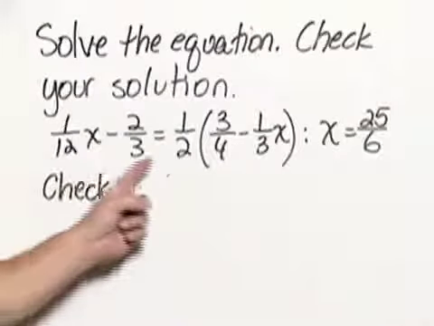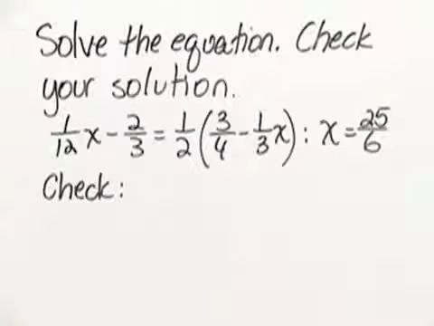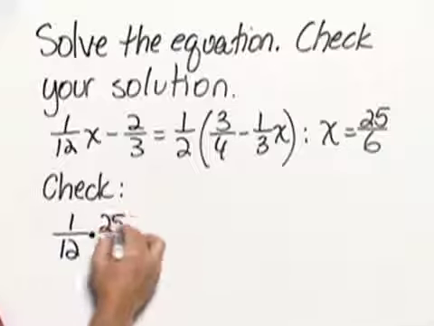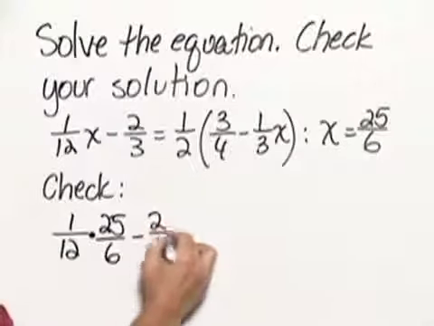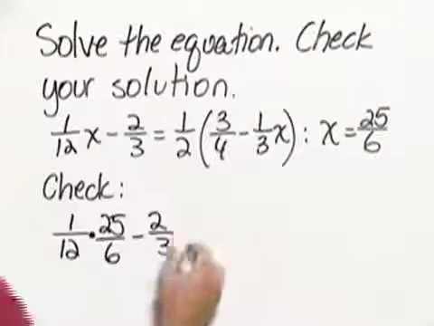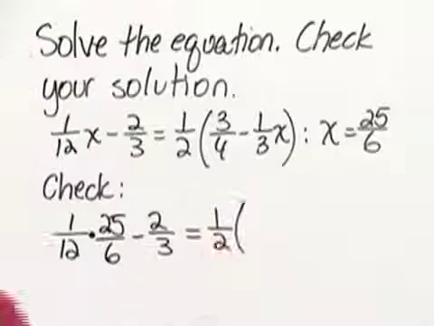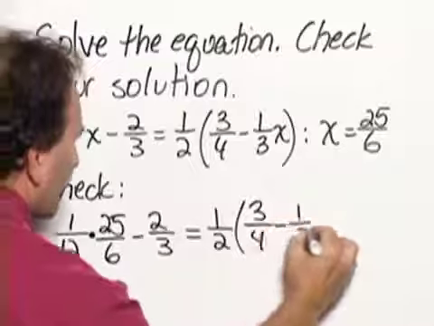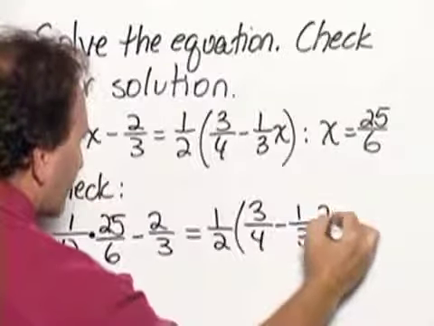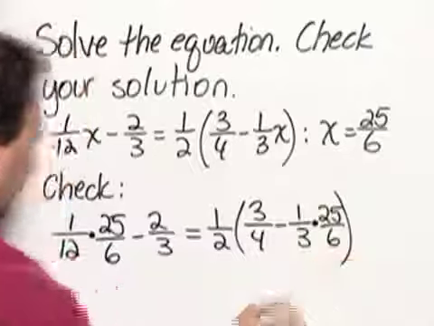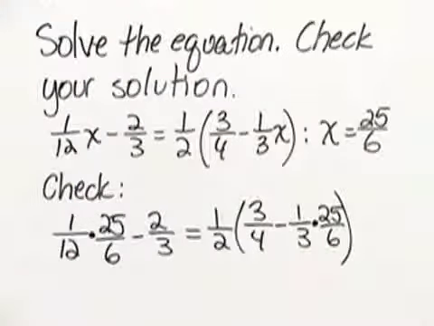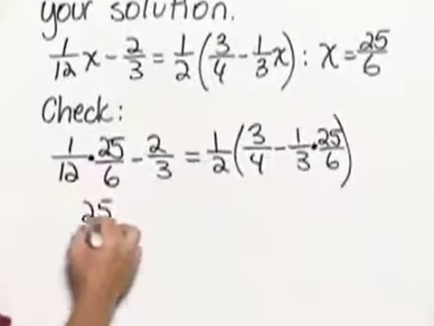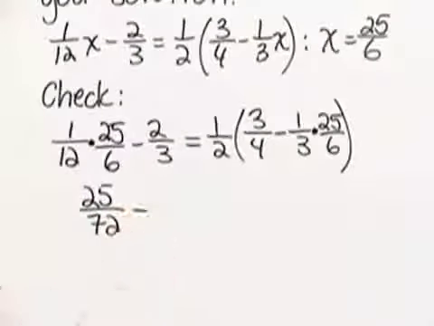So we have our original equation, our solution, and what we want to do to check it is to substitute 25/6 in place of each of those x's. So we would have 1/12 times 25/6 minus 2/3. We want to know, does that equal 1/2 times the quantity 3/4 minus 1/3 times 25/6. So simplifying, on the left-hand side, we would have 25 over 72 minus.